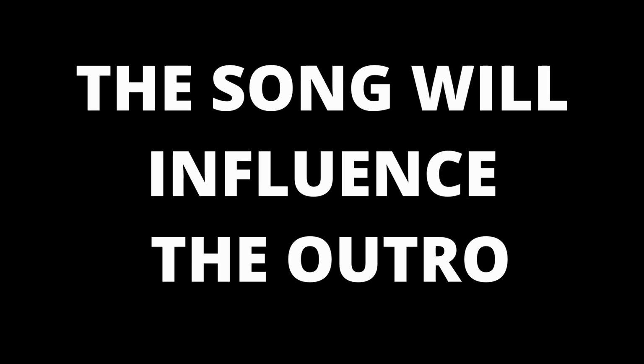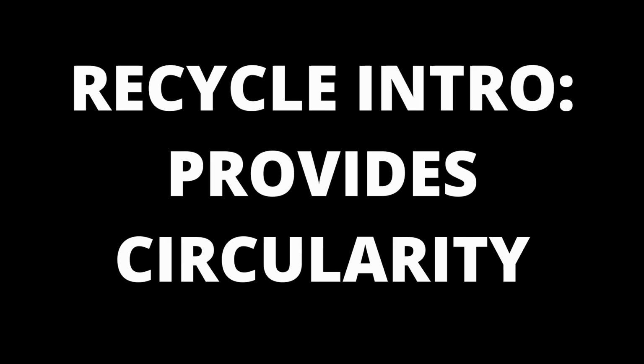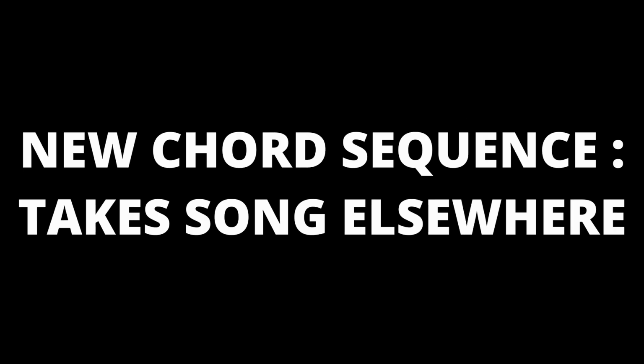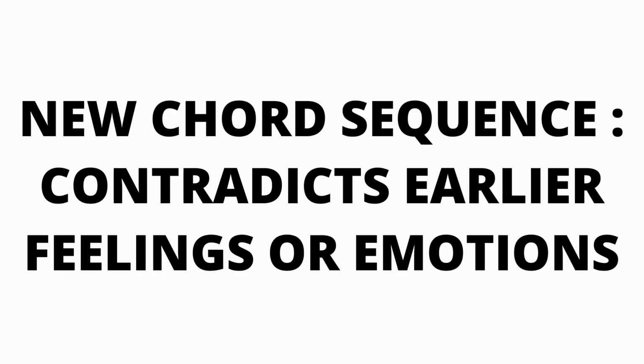Depending on what your song as a whole, and possibly lyric, is trying to achieve, will dictate what sort of outro you choose. If you recycle the intro as an outro, then it will provide a circularity to the song. If you reuse the verse or chorus chords and/or the melody, it will reiterate the emotions suggested in those sections. A completely new chord sequence could be used to suggest that the song goes elsewhere or to contradict feelings or emotions originally covered in the song.